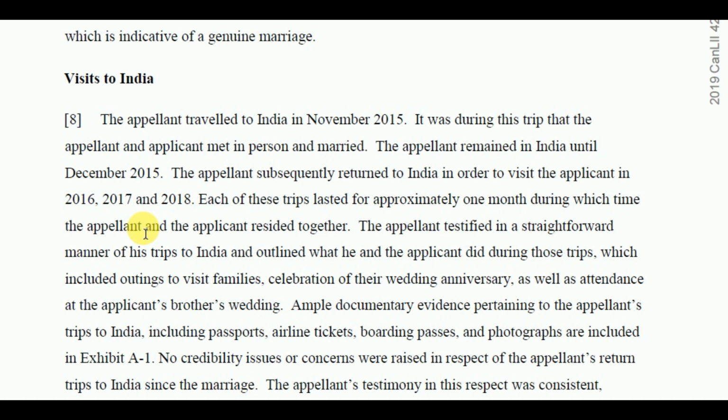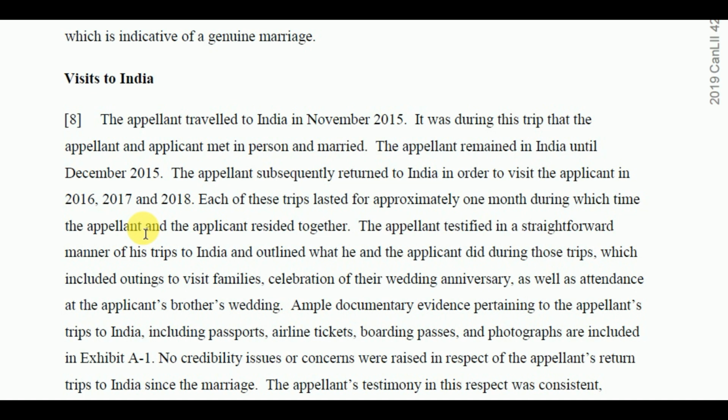The appellant testified in a straightforward manner about his trips to India and outlined what he and the applicant did during those trips, which included outings to visit families, celebration of their wedding anniversary, as well as attendance at the applicant's brother's wedding. Ample documentary evidence pertaining to the appellant's trips to India, including passport, airline tickets, boarding passes and photographs, is included in the documents. No credibility issues or concerns were raised with respect to the appellant's return trips to India since the marriage. The appellant's testimony in this aspect was consistent, spontaneous and forthright.